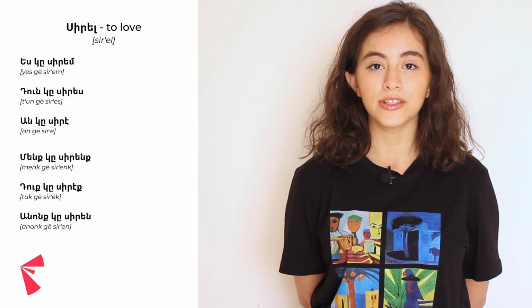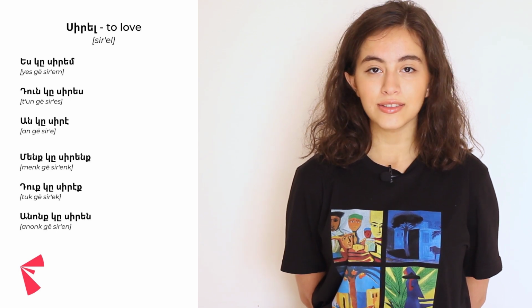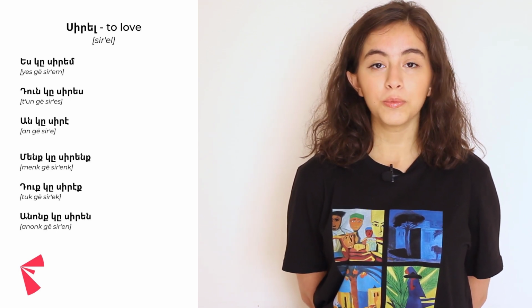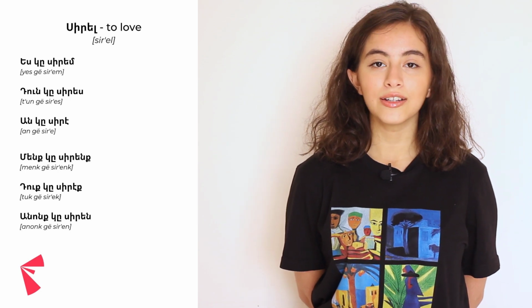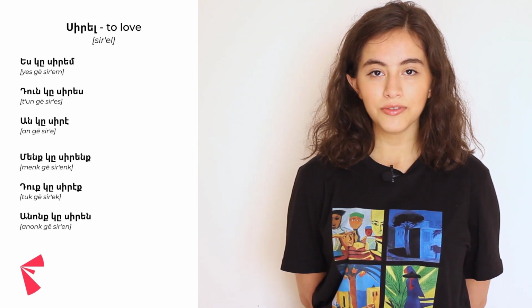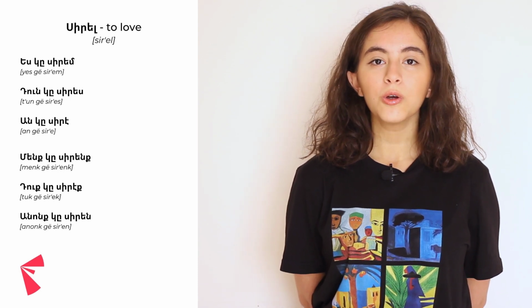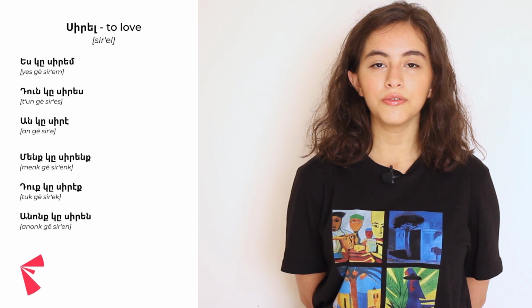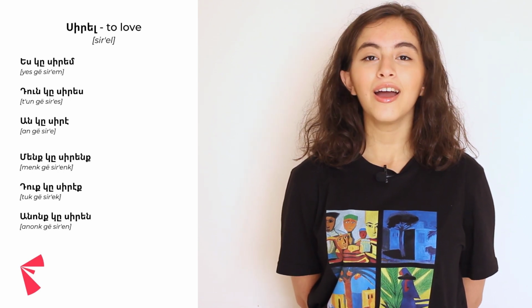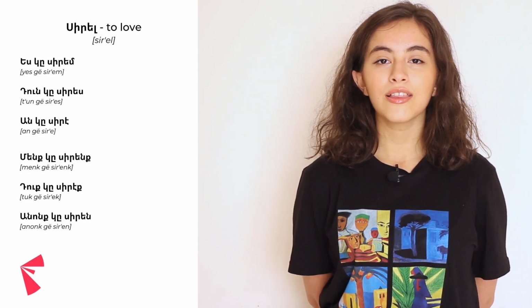So the second person singular is tun gesires, you love. The third person singular is an gesire, he or she loves, and so on. Menk gesireng, we love. Tuk gesirek, you love, for the plural, and anonk gesiren, they love.